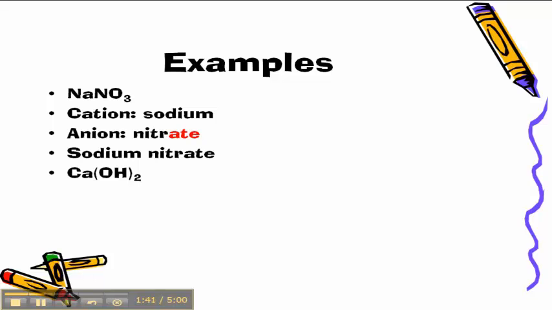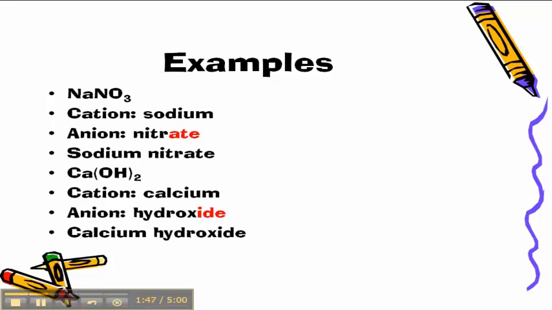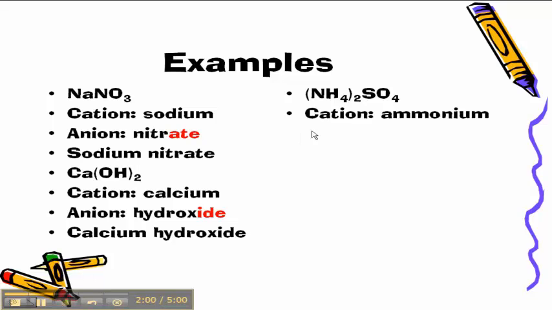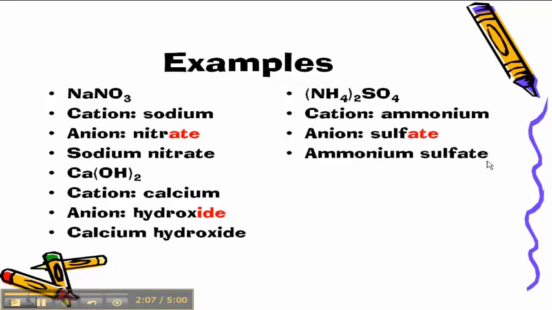Ca(OH)2. All right, Ca is calcium. OH is on our orange sheet. That's hydroxide. So calcium hydroxide. Now the -ide here comes because that is the name of the ion. (NH4)2SO4. All right, NH4 is on your list. It is ammonium. SO4, also on your list, is sulfate. So the name is ammonium sulfate. Notice we did not change any endings here. Those are polyatomic ions.